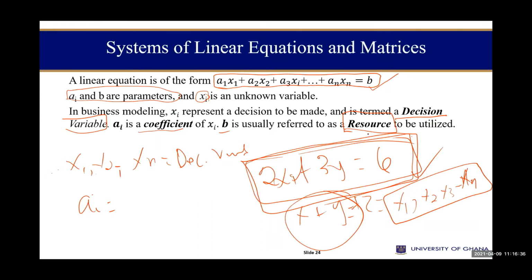Then you are going to buy some Tampico, or biscuits, or Milo drinks. You do not know how many to buy at every point in time because of the money that you have in your hands. However, you go to the shop and you realize the unit cost for each of these items. Those unit costs are what we refer to as what? The coefficients of the decision variables.